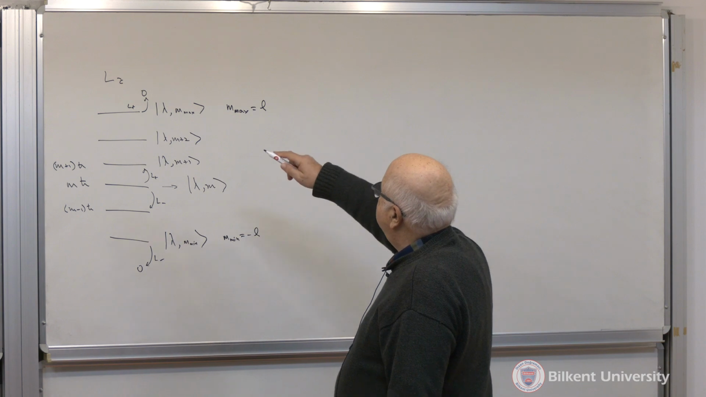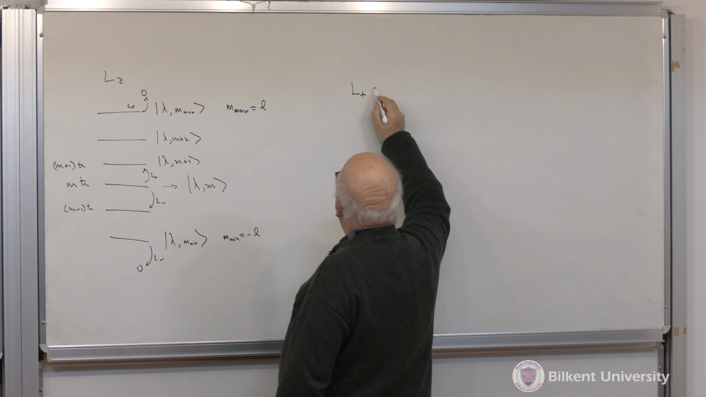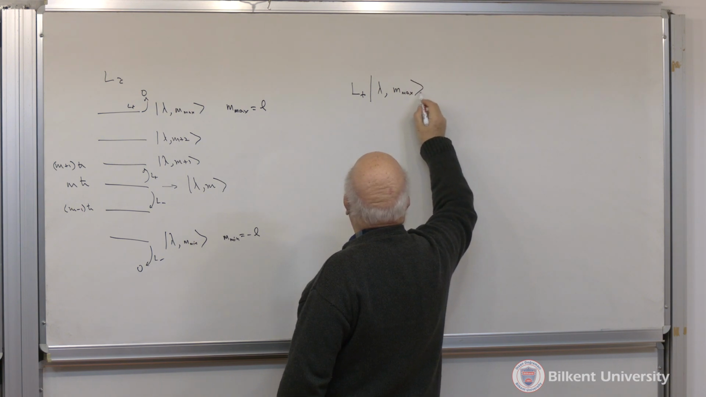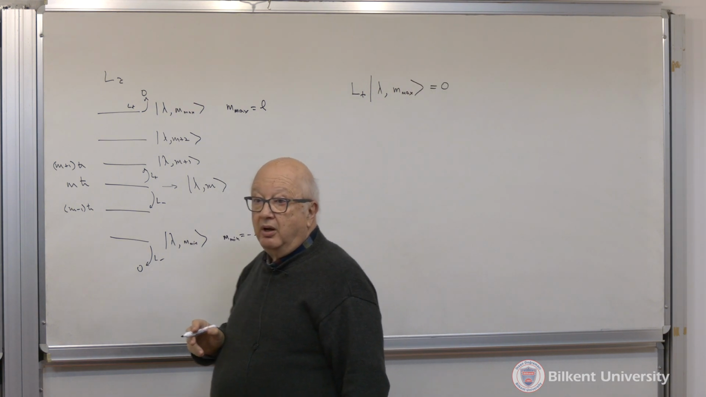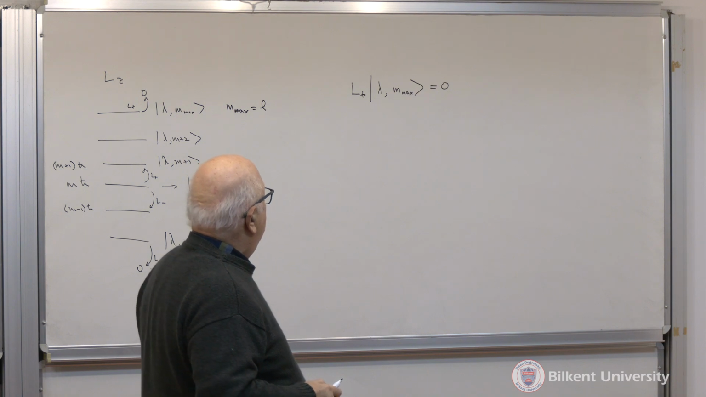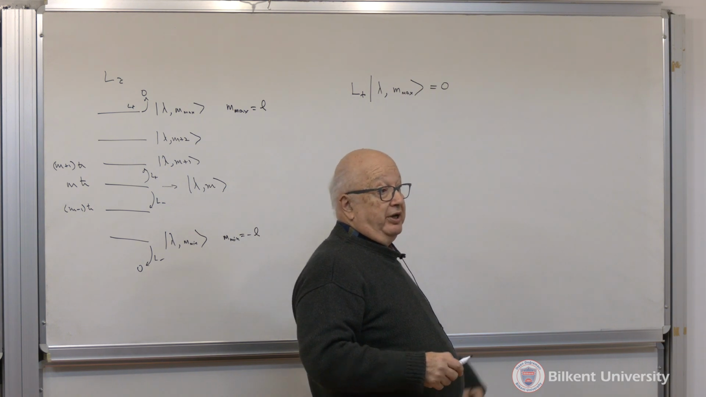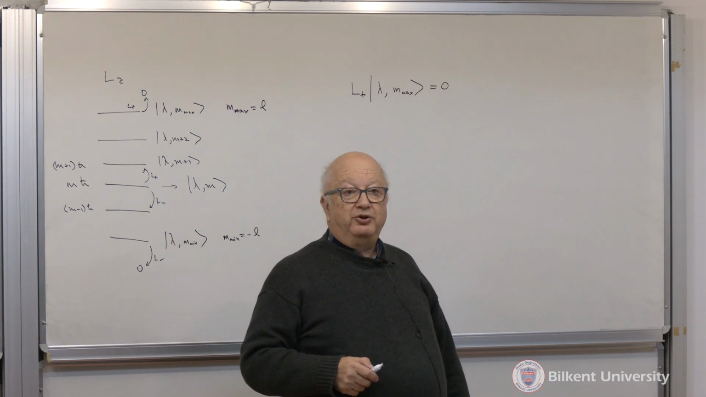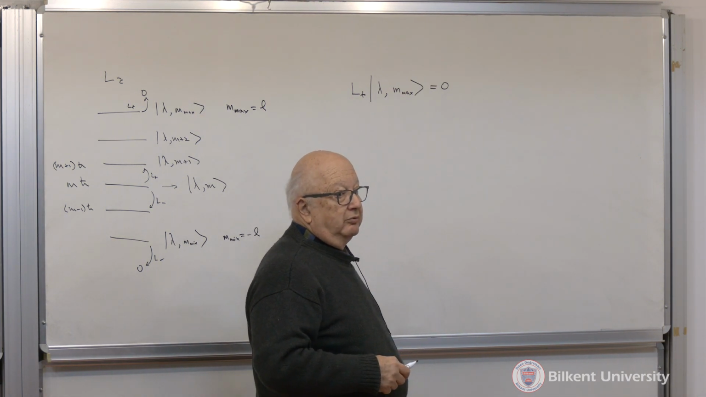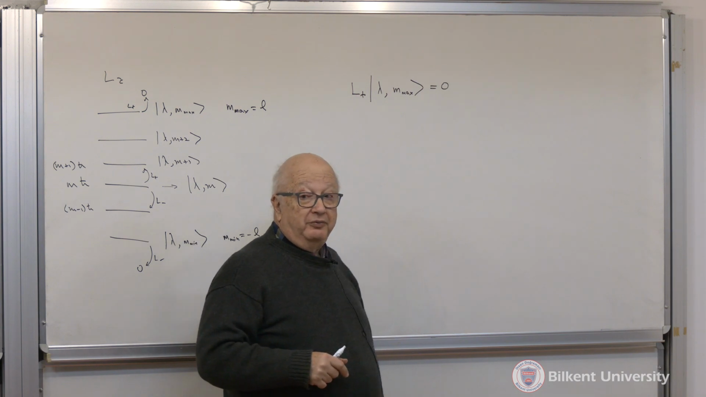Okay, so let's just look at that. I have L plus operating on lambda m max, which has to be 0. So let me find the magnitude of this vector. How do I find the magnitude of any vector? I find the inner product of it with its adjoint, right? So what is the adjoint of this? Well, it's 0, very nice, but how do we calculate the adjoint if you want to calculate it in detail?